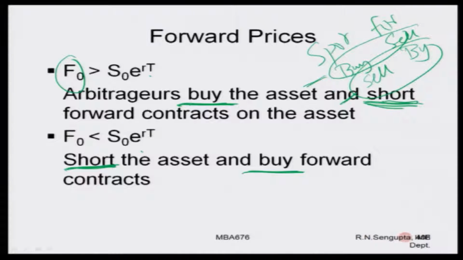So, again I am repeating, in one case you will buy that asset and short that particular forward. In the next instant when the signs are reversed, you will short that particular asset and go long for that particular forward contract. So, these are different.